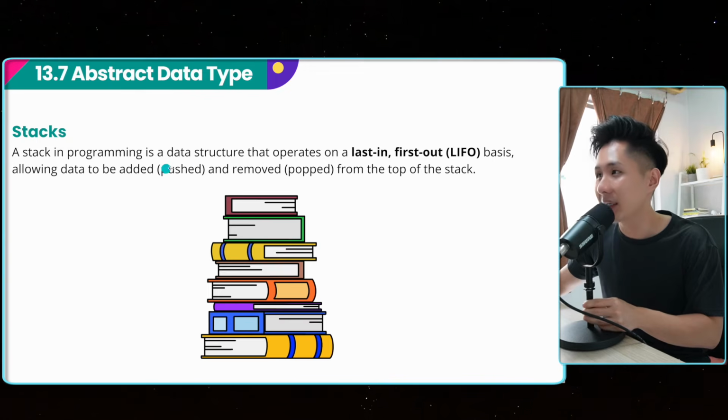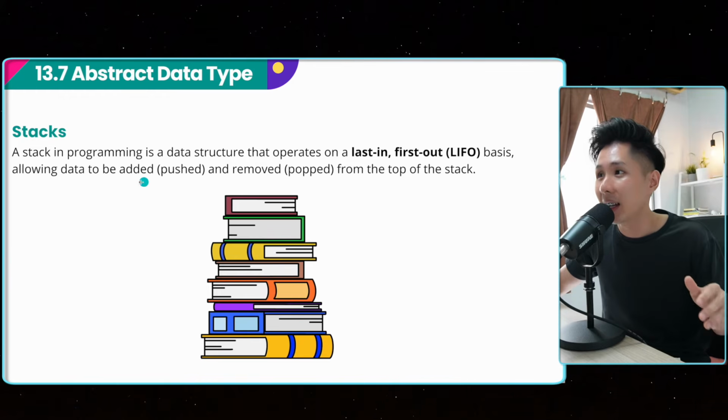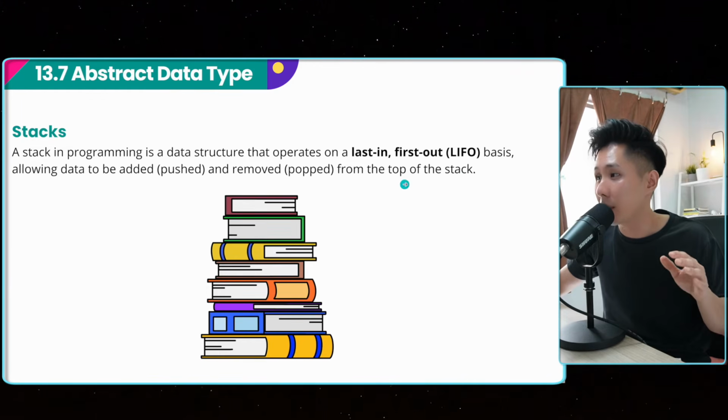A stack in programming is a data structure that operates on a last in, first out basis, allowing data to be pushed and removed from the top of the stack.